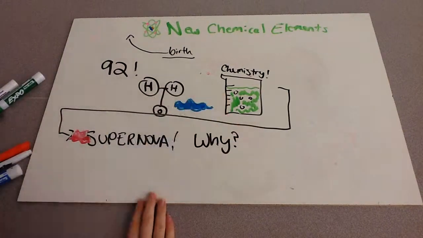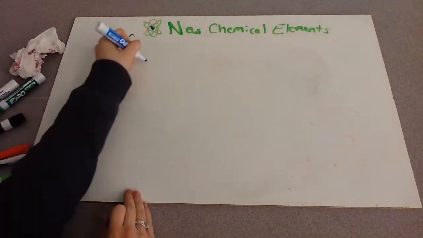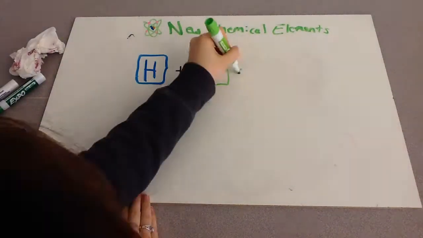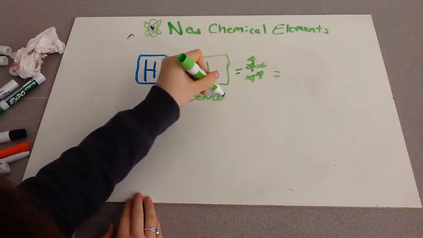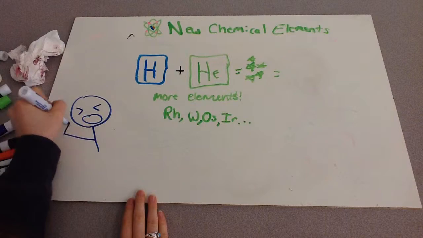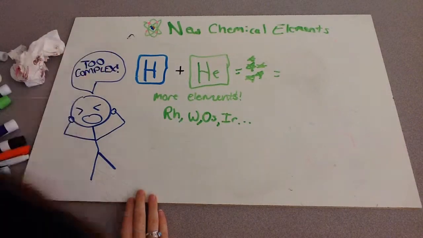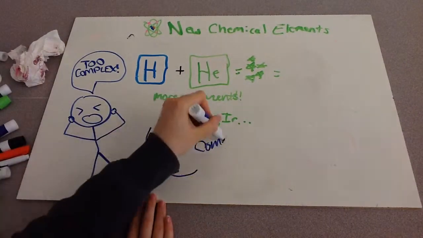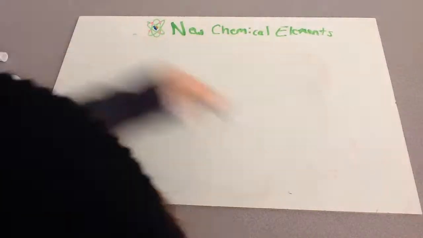So why do we have to know chemistry? Well, hydrogen and helium equals stars, which equals new elements, like the following. And that may be too complex for you, but you have to understand it because life is complexity.